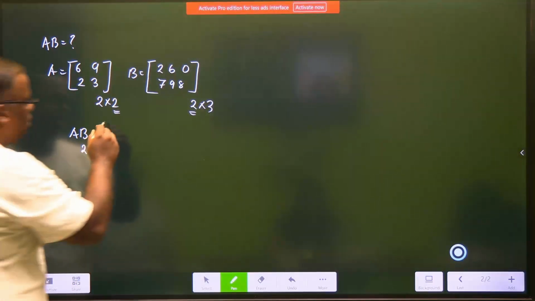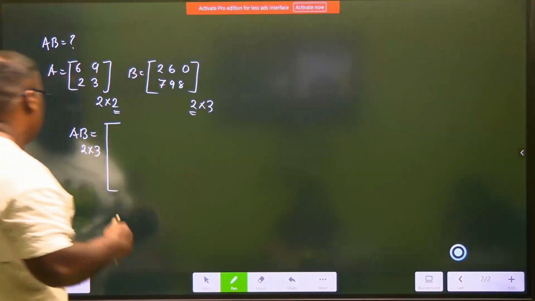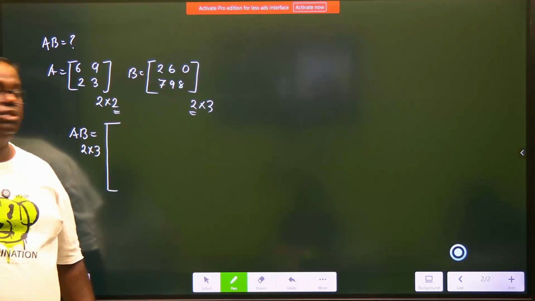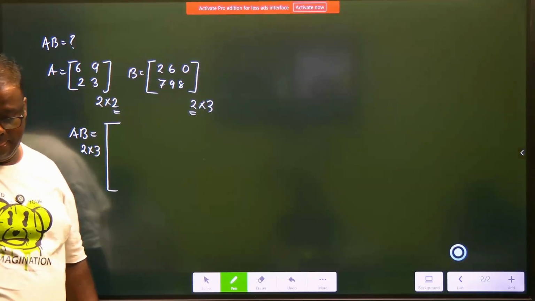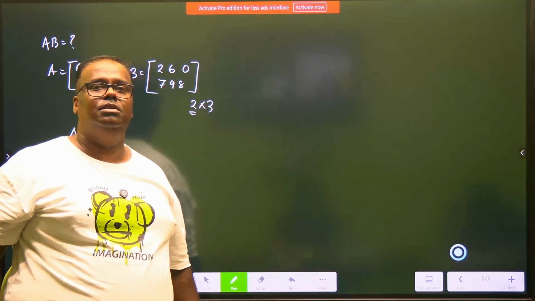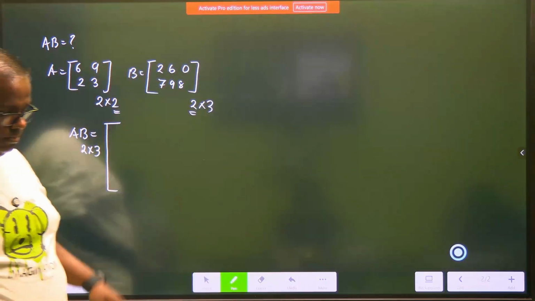Now you try to do it on your own. Horizontal followed by the vertical. Horizontal with vertical. Is it clear? Okay. Ananya, are you comfortable? Okay, do this one.